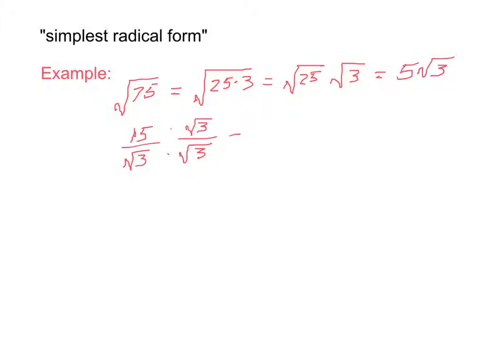So what does this give me? This simply gives me 15 times the square root of 3 in the numerator, and in the denominator, the square root of 3 times the square root of 3 is simply 3. Now I can further simplify this by dividing 3 into 15, and our final simplified answer is 5 times the square root of 3.